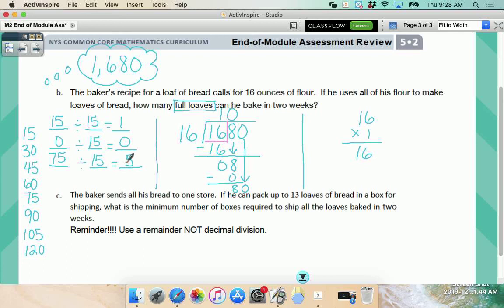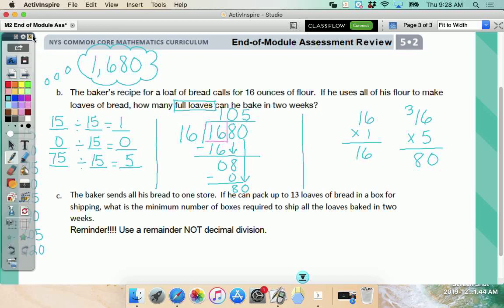So in the guess and check, Sergio, what do I write? 16 times 5. Oh, good. Yeah, that's nice. And I'm not going to go ahead and finish mine out because we're not going to be able to see it. I think I'll just do this. That work? Yeah. Okay, so how many full loaves can he bake in 2 weeks? 105. So I'm going to write he can bake 105 loaves.